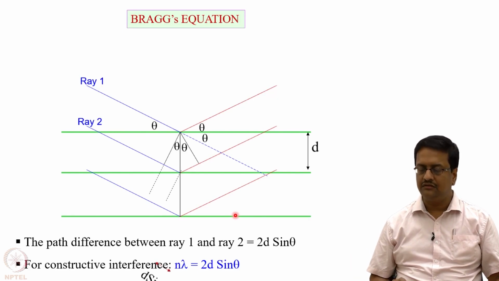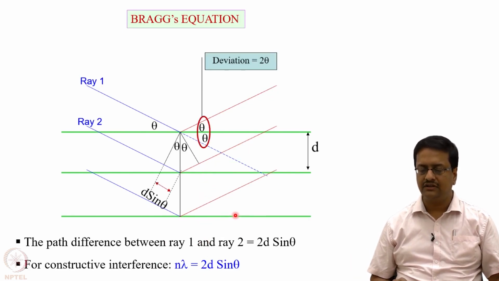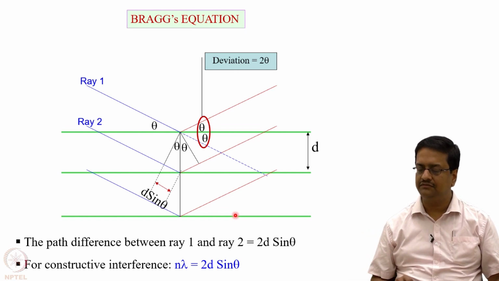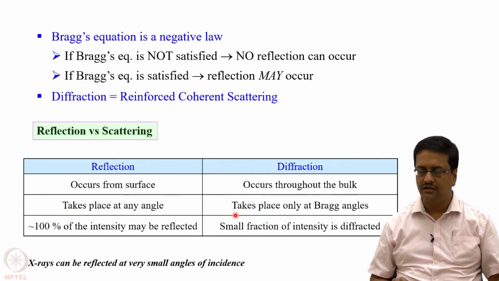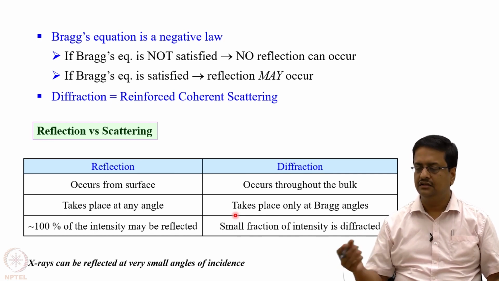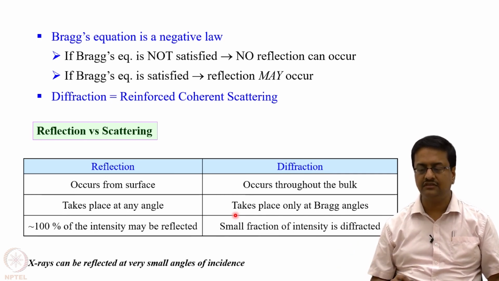So as you know from Bragg's law, n lambda equals 2d sin theta. We have X-rays falling on the sample and getting diffracted from the bulk of the sample, and constructive interference only happens when the path difference is equal to an integral multiple of the wavelength. So what we say is Bragg's equation is a negative law. That means if Bragg's equation is not satisfied, then no reflection occurs. But if Bragg's equation is satisfied, a reflection may occur.